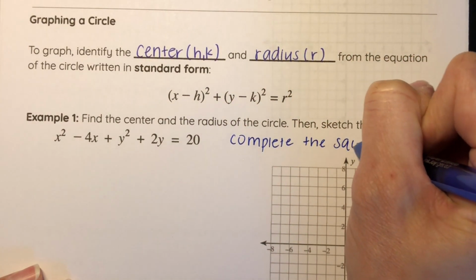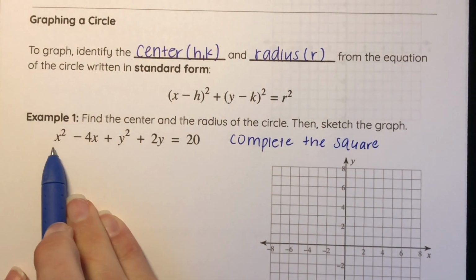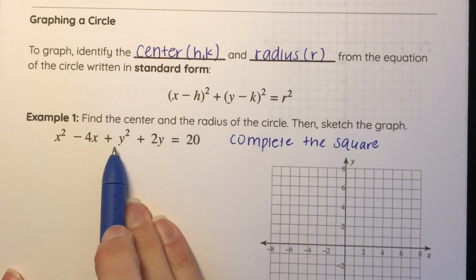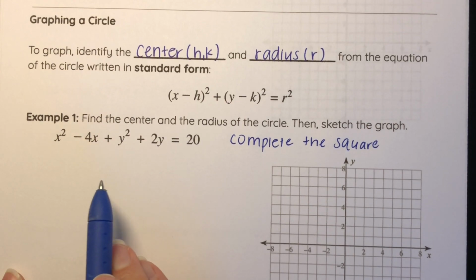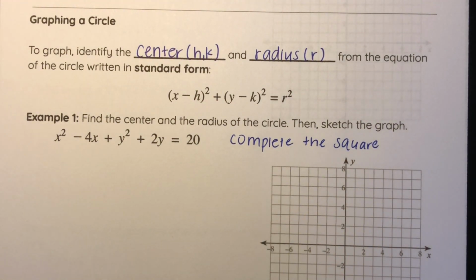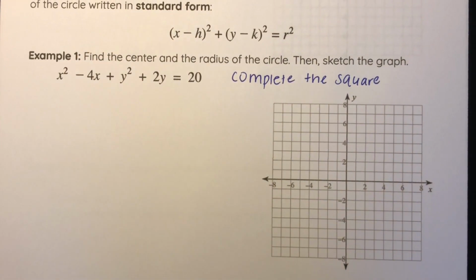So we're going to actually do that 2 times. We're going to do that for our x terms, and we're also going to do that for our y terms. So we have to do it 2 times for one equation. It can be a little overwhelming at first, but we're going to take it one step at a time, and it will be just fine.